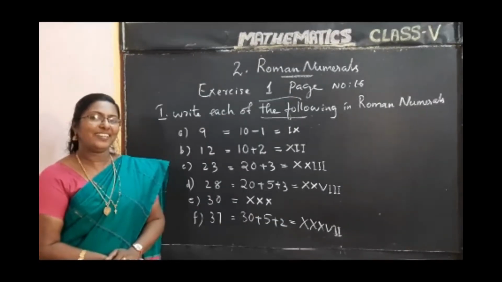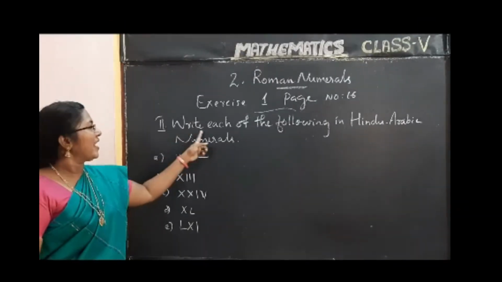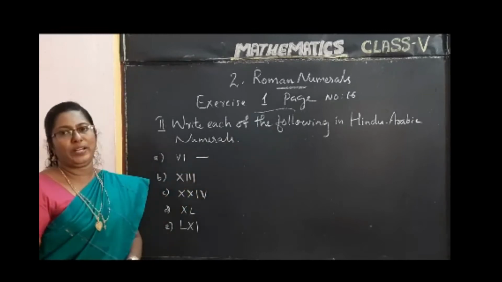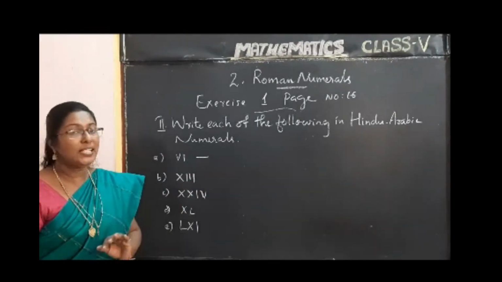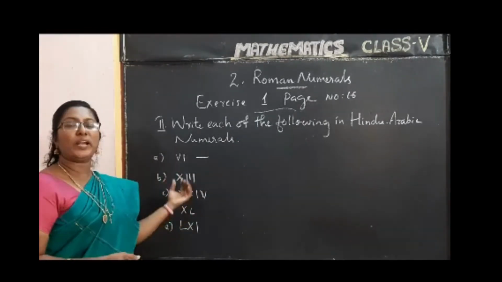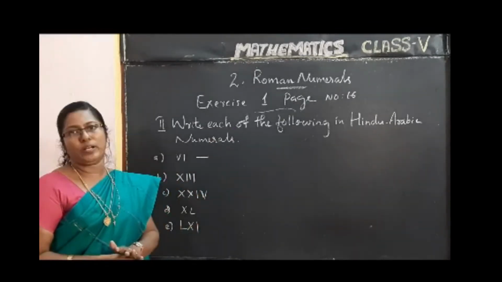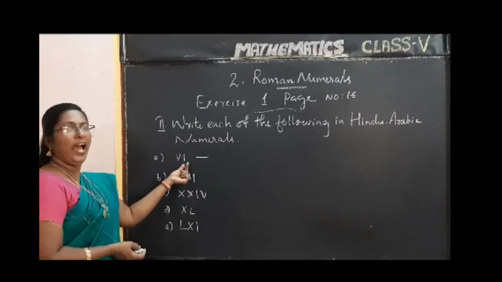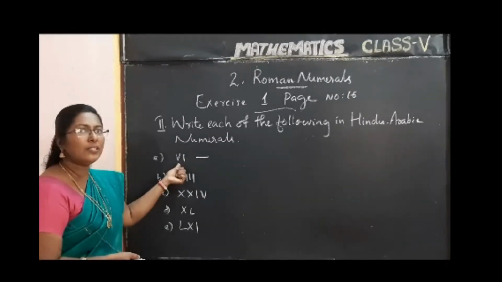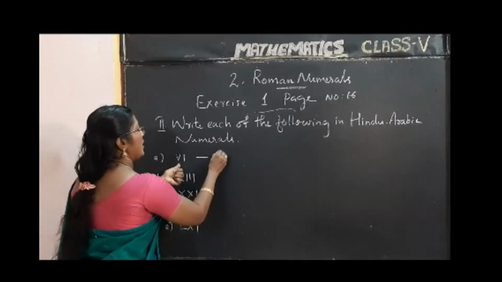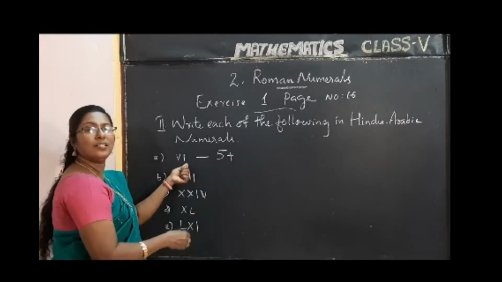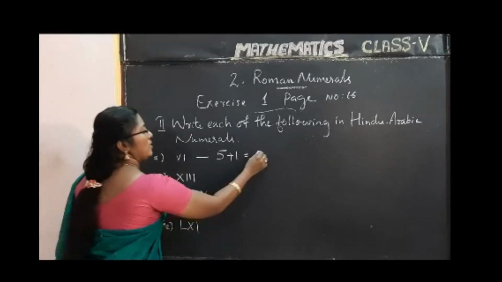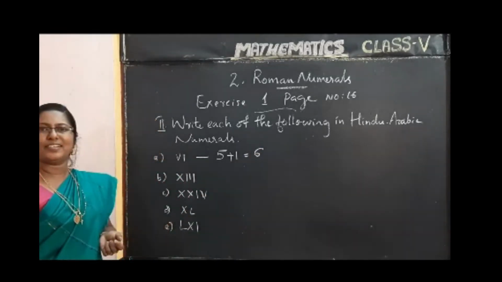Okay, clear? The second question, write each of the following in Hindu-Arabic numerals. Our aim is to convert these Roman numerals into Hindu-Arabic numerals. Okay, the first question, VI. V denotes 5 and I denotes 1. So, the answer is 6.